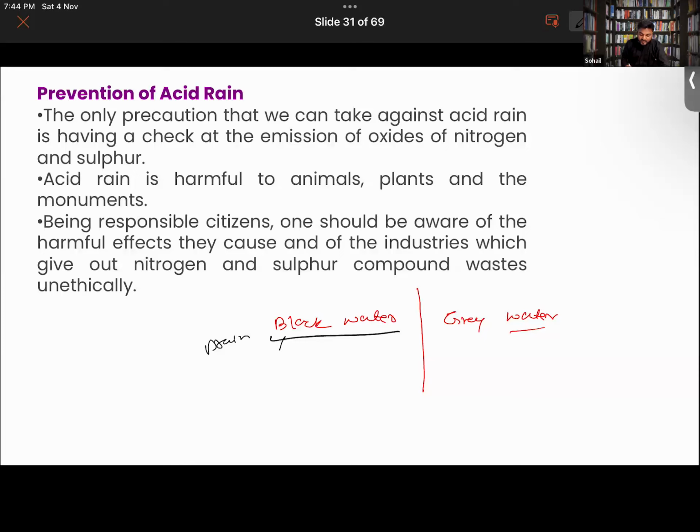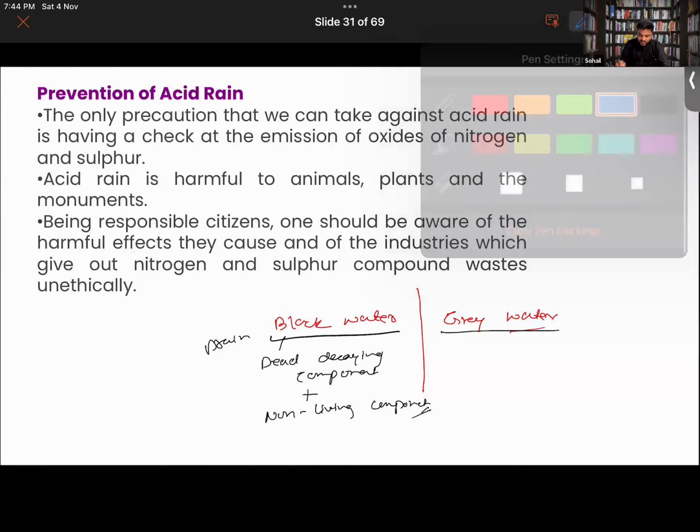It's black in color because it has dead decaying components also, plus non-living components in it, right? So thereby it has a black color, while gray water, look here, is for example the water released after washing of the clothes.